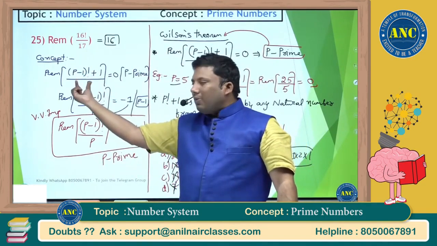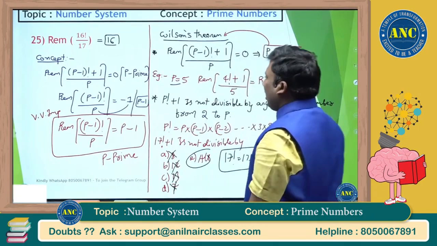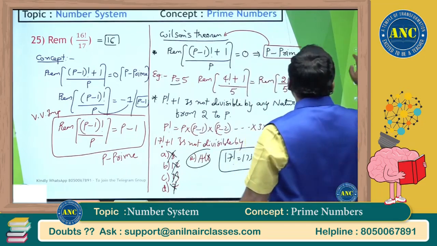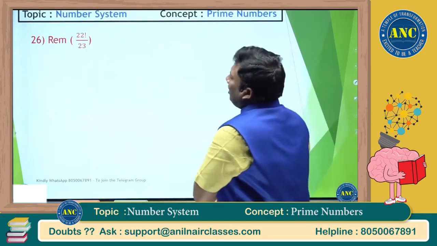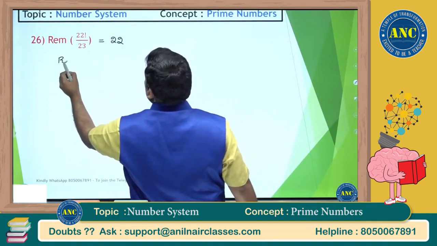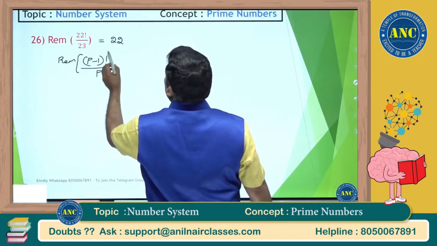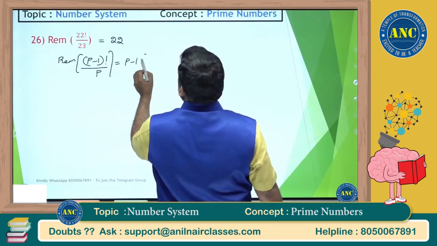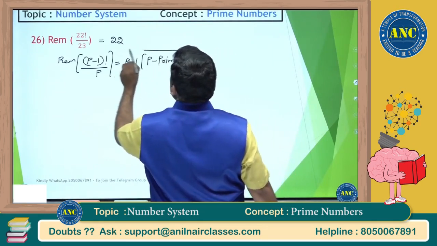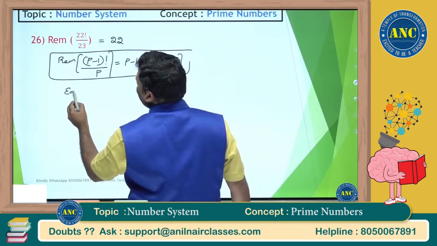We only want (p minus 1) factorial by p. Plus 1 goes to the right hand side, minus 1. Negative remainder is minus 1; positive remainder, it will be p minus 1. I hope the idea is clear. 22 factorial by 23 is 22. The concept is (p minus 1) factorial divided by p is p minus 1 when p is prime. We can do this, suppose if the question is like this.